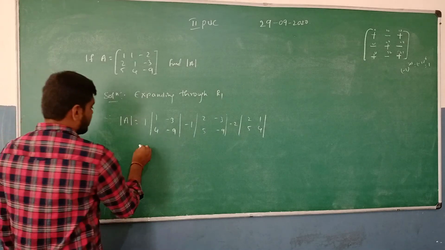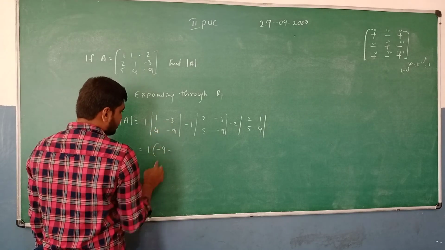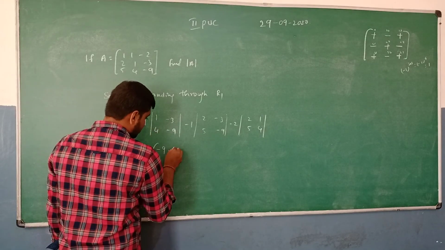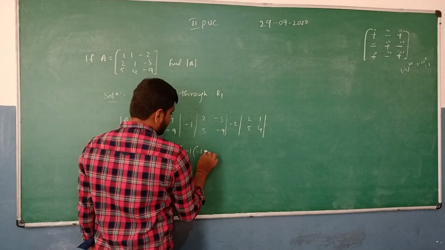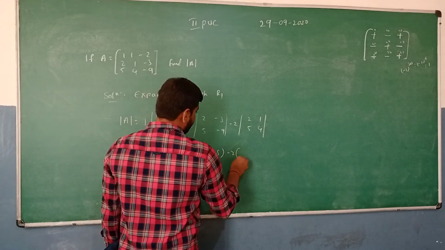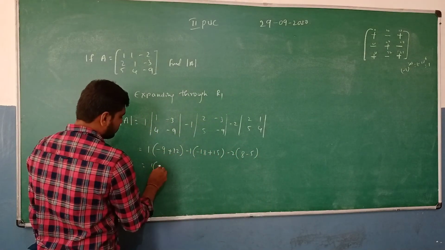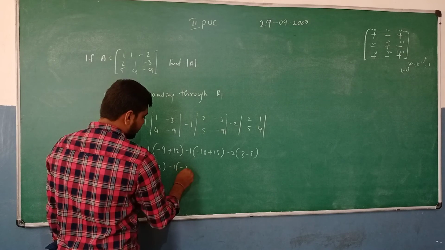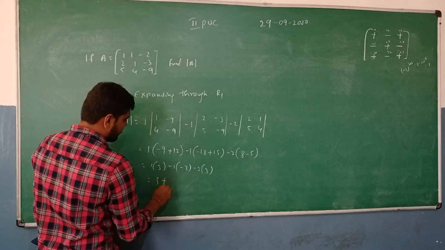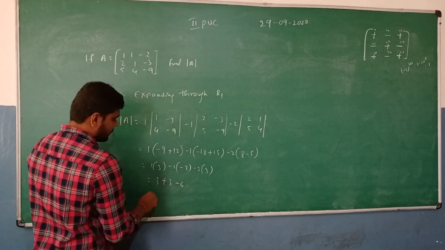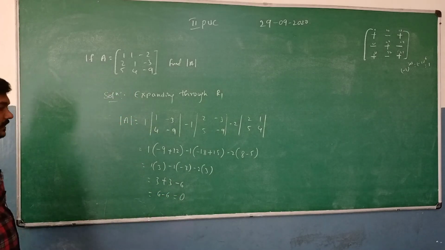So here 1 into -9 is -9, and minus 4 into -3 is plus 12, so that's 3. Then minus 1 into: 2 into -9 is -18, plus 15, that's -3, so minus 1 into -3 is plus 3. Then minus 2 into: 8 minus 5 is 3, so minus 2 into 3 is -6. So 3 plus 3 is 6, minus 6. The answer is going to be 0.